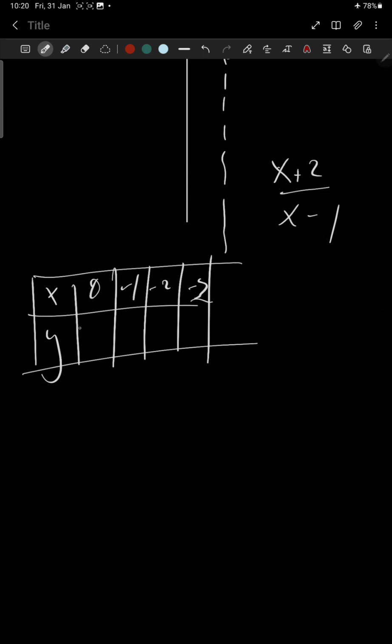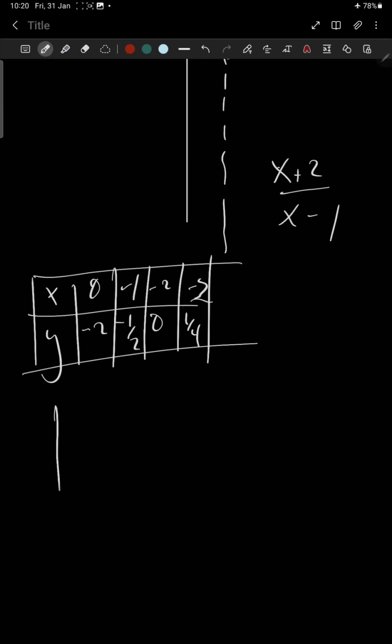So if we replace the 0 there, we're going to have -2. If we replace -1, we're going to have -1 plus 2, which is 1 over -2. So we're going to have -1 over 2. If we replace -2, we're going to have -2 plus 2, which is 0, because any 0 divided by any number is just 0. So -3 plus 2 is -1 over -4, which is 1 over 4.